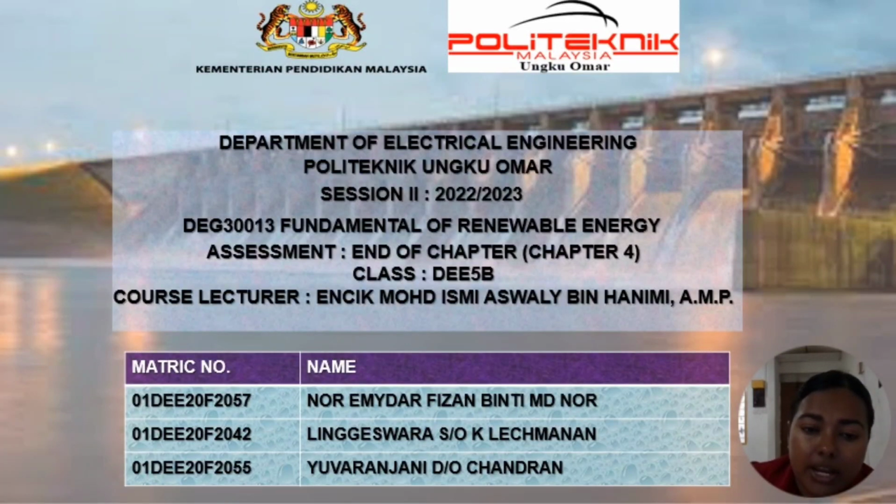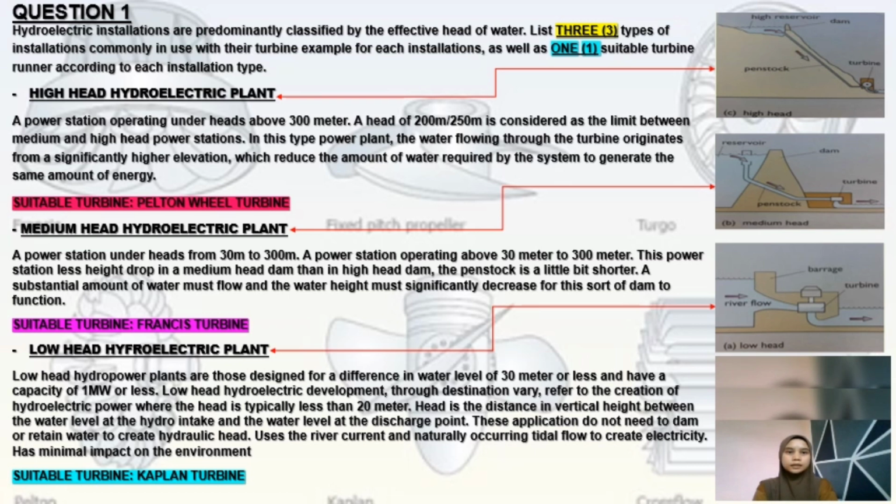So this is our end of chapter assessment. Hydroelectric installations are classified by the head of water. This is the type of installation commonly in use, with a turbine example for each installation, as well as one suitable turbine runner according to each installation type.